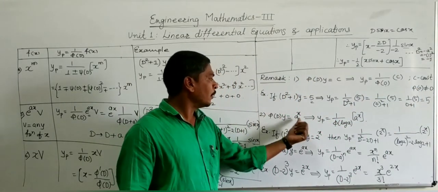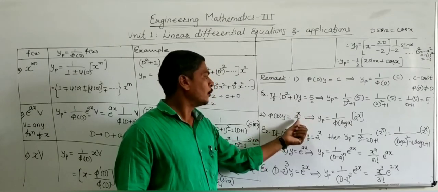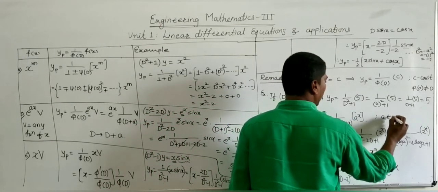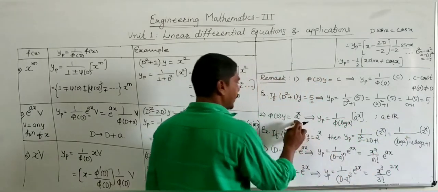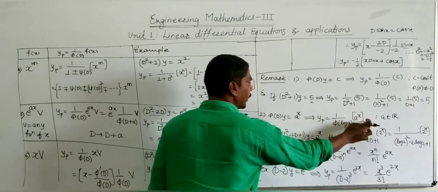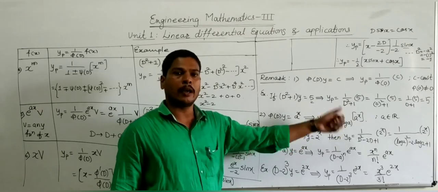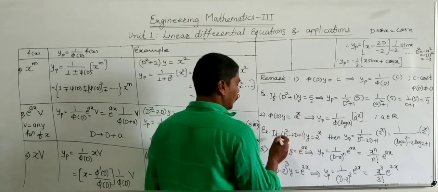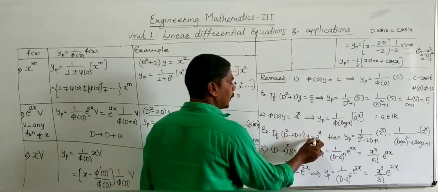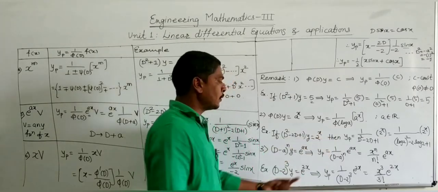Second remark becomes, if our function is a power function of x, okay, which is a raised to x, where a is any real number, a belongs to R. So in that case, yp becomes 1 upon phi of log a into this function a raised to x. So in that case, replace D by log a everywhere, which is never 0. So the first example becomes, if D square minus 2D plus 1 into y is equal to 2 raised to x. Here a is 2, the value of a is 2.